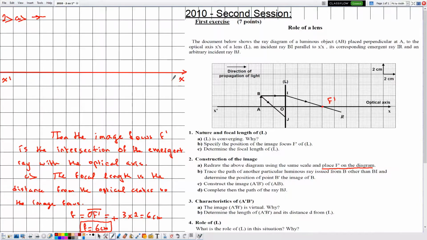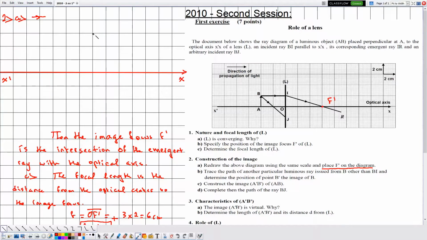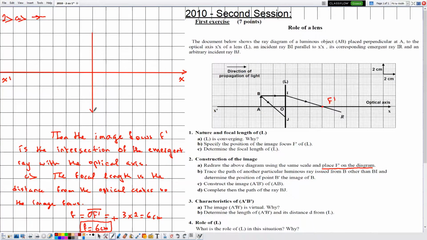Then we place the lens L perpendicular to the optical axis at the center. Now, because we know that the lens L is a converging lens, we use the convenient symbol of a converging lens. And this is the lens L. Now the intersection between the optical axis and the lens L is the optical center O.